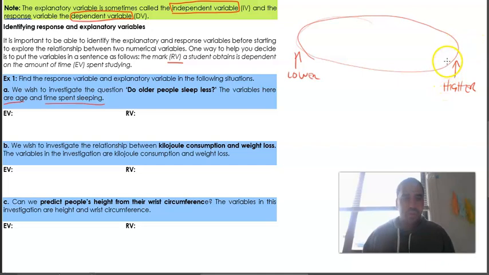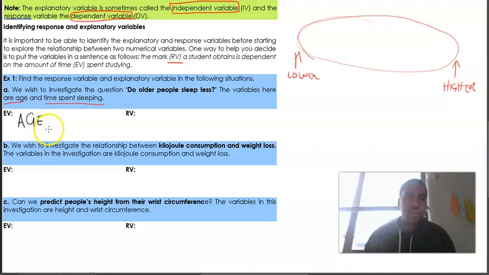But what we want to know is which one relies on the other one? Which one explains the response? Does the age determine how long people sleep for? Or does how long you sleep for determine your age? And you can see one of them doesn't work. The first one works, but the second one could, in some circumstances, work. But it's not something that you could rely on. So your explanatory variable in this case, the explanatory variable is your age.